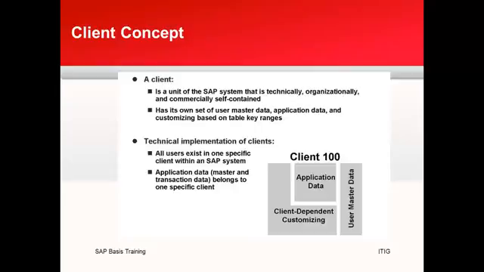Technical implementation of clients: all users exist in one specific client within an SAP system. Application data, that is the master data and the transaction data, belongs to one specific client. Say here I am showing you the example of a client, client 100. We can have any number of clients, and the naming convention is basically a 3-letter word. It should have its own user master data, own application data and own client-dependent customizing data. So that is basically what the client is.